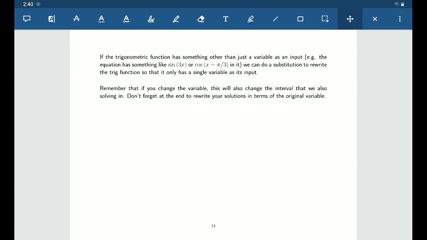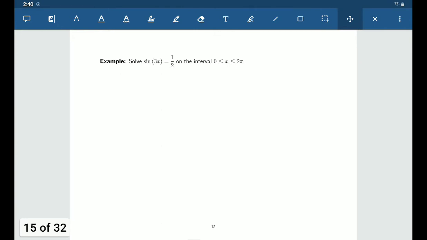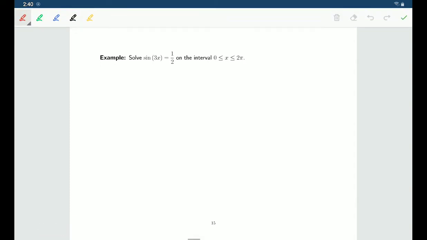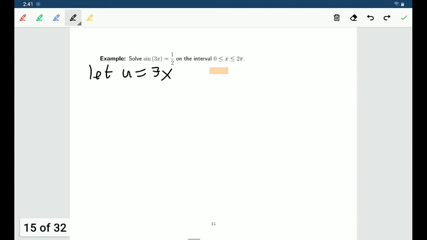So let's do an example. This is a fairly involved kind of question, but let's do one from start to finish. Here we're looking for sine of 3x equals 1/2 on our interval from 0 to 2 pi. So the first part, of course, is we are going to be letting u replace that 3x, or in other words, that means that x is the same thing as u divided by 3.